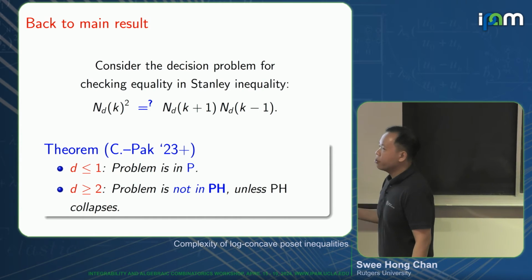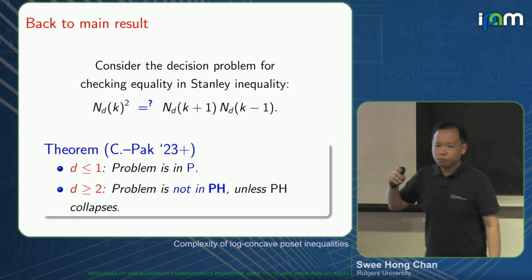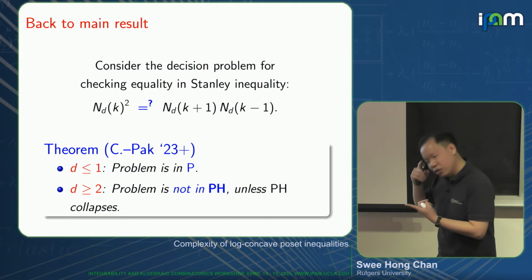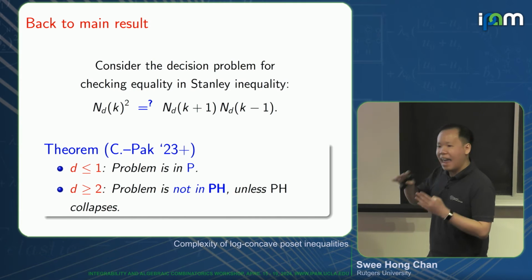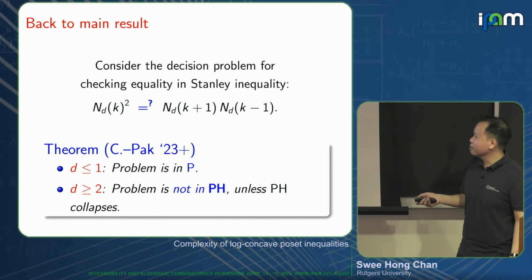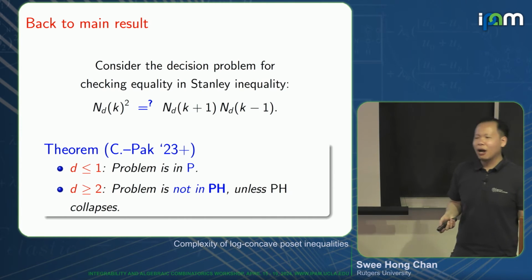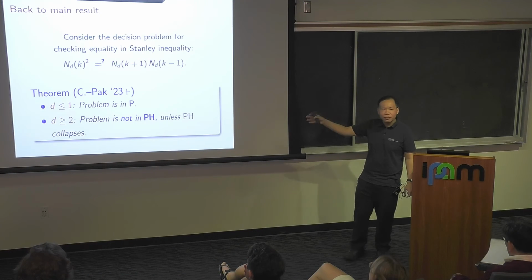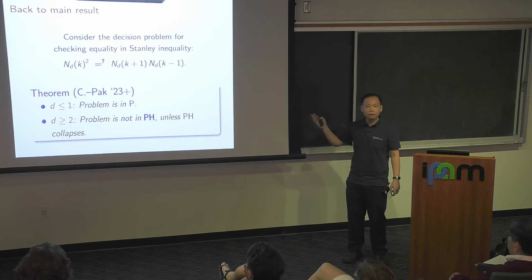However, for D greater than or equal to 2, somehow this problem becomes so hard that it's not in NP, not in co-NP, it's actually not in any level of the polynomial hierarchy, unless the hierarchy collapses, and in that case, well, at least somebody will get $500,000. This is our first main result. Any questions so far about this result?